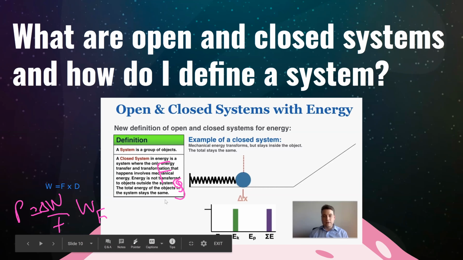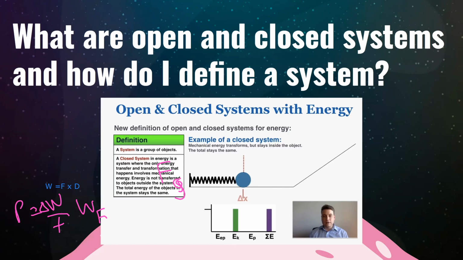If I talk about rubbing my hands and I'm only including my hands in the system, and I don't include the atmosphere around, it's an open system because the energy is being lost. However, if I include the atmosphere around me with my hands, it becomes a closed system because energy is going out, but it's staying within my system. Does that help you guys understand things?